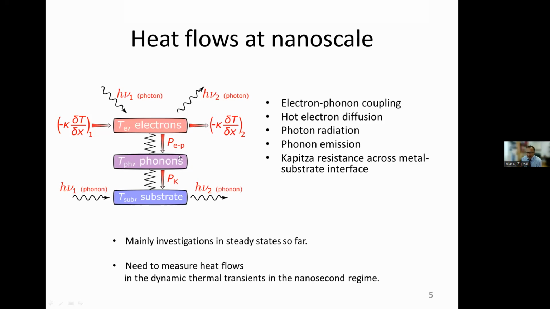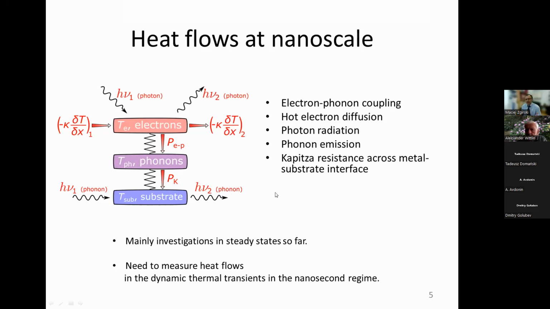Finally, phonons in the nanostructure can relax by emitting phonons to the substrate. Here, Kapitsa resistance plays a role. And phonons in the substrate can redistribute energy along the substrate over quite large distances. So this kind of fundamental processes has been investigated so far mainly in steady states. Researchers heated one part of the nanostructure and measured the temperature in some remote place.